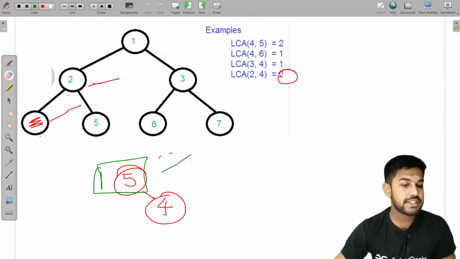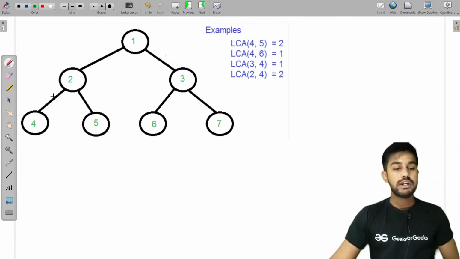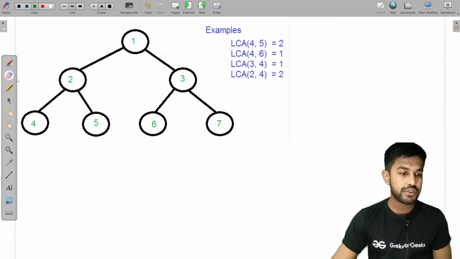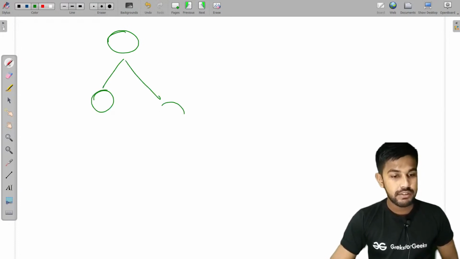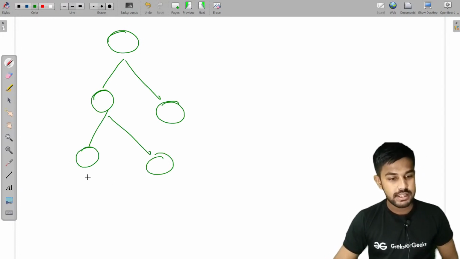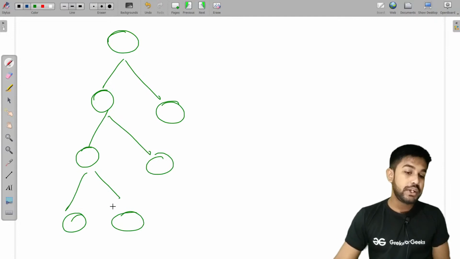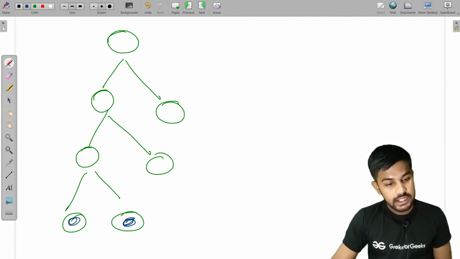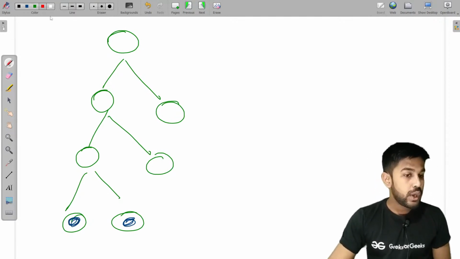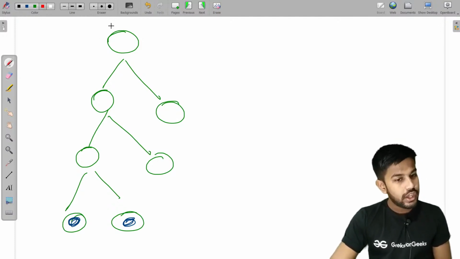Now when we see this problem, suppose we have a long tree. Let us draw another tree. Suppose we have this, then we have this, then we have this, and then we have again this. Suppose we need to report the LCA of this one and this one. Now if you start the traversal from the top, let us just manually do that. Just see the path from this to this.